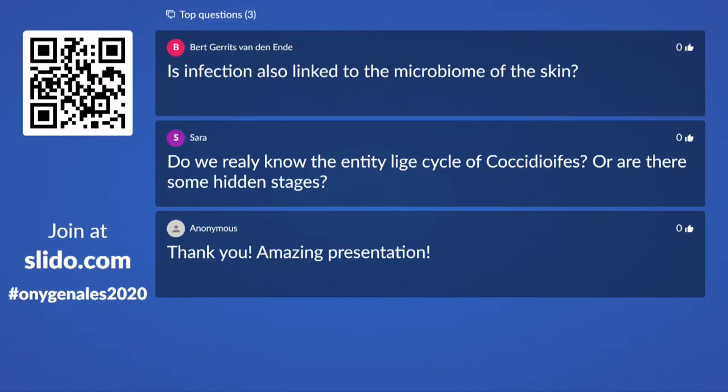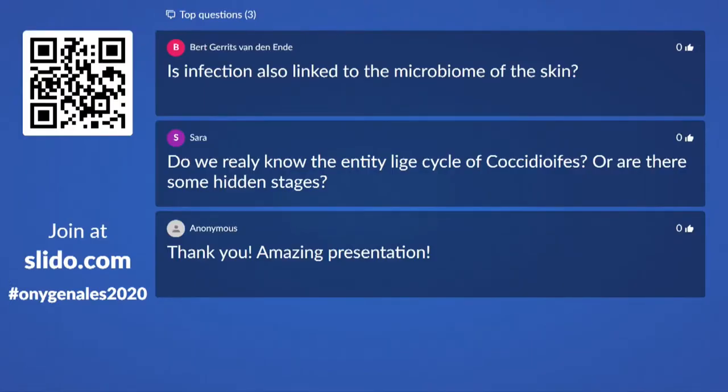Is infection also linked to the microbiome of the skin? So this is primarily a respiratory pathogen, so I don't believe so, but the microbiome of the lung is, and that's work that's ongoing.